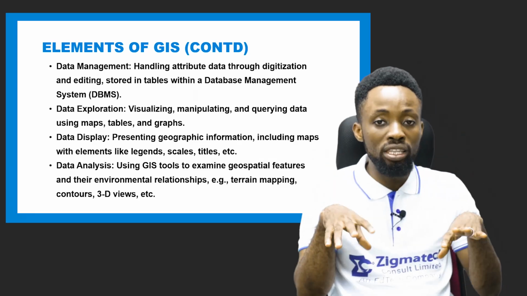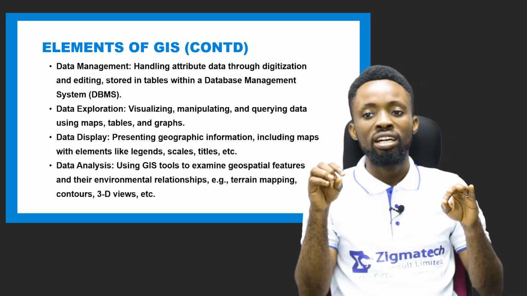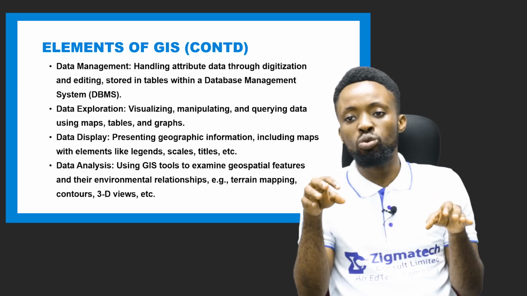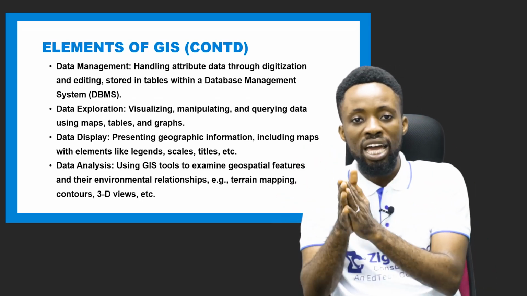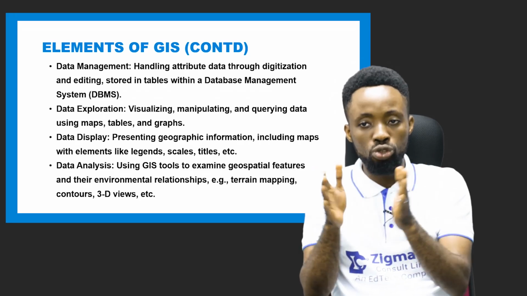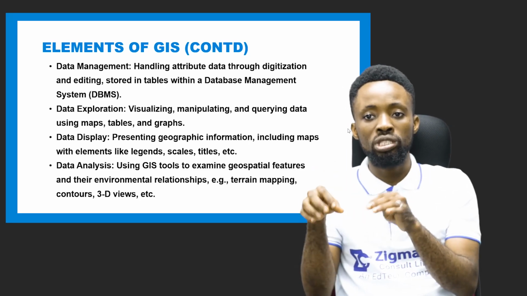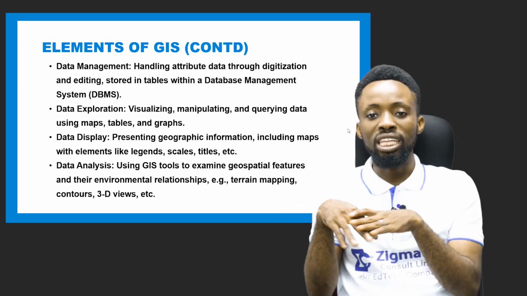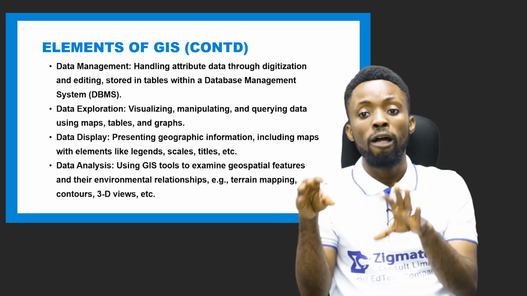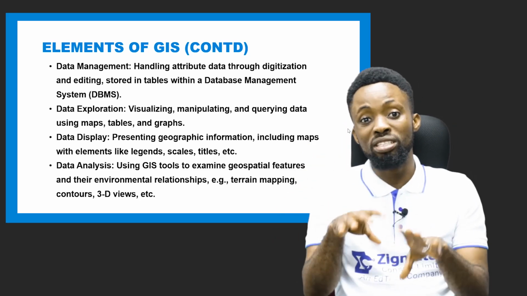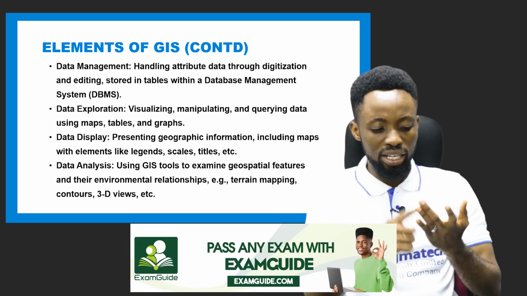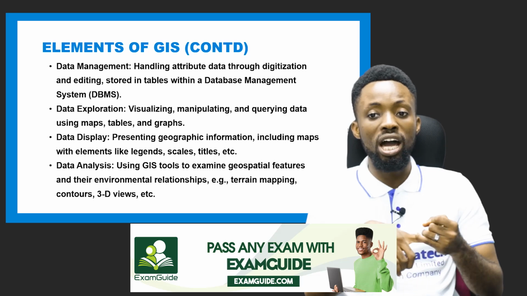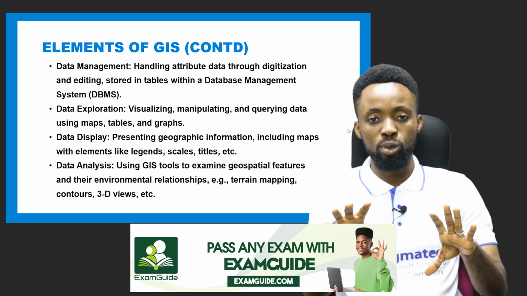Now, the next element of GIS we have is called data management. Now, this acquired data or processed data, the process by which we handle the attributes of this data, by digitizing it and editing it and also storing it in table, is called data management. And data management is actually made possible with the help of database management system.